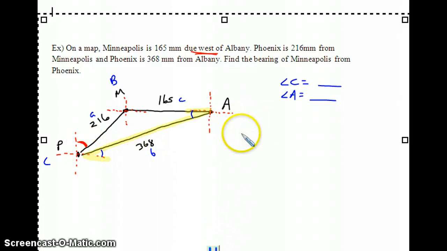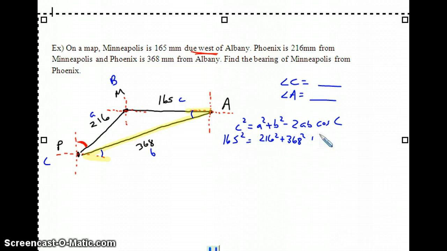Alright, so finding angle C first. Using the law of cosines, C squared equals A squared plus B squared minus 2AB cosine of C. So 165 squared equals 216 squared plus 368 squared minus 2 times 216 times 368 times the cosine of C, which is what I don't know.